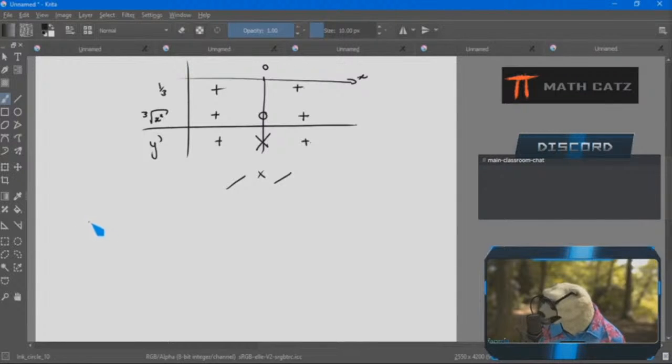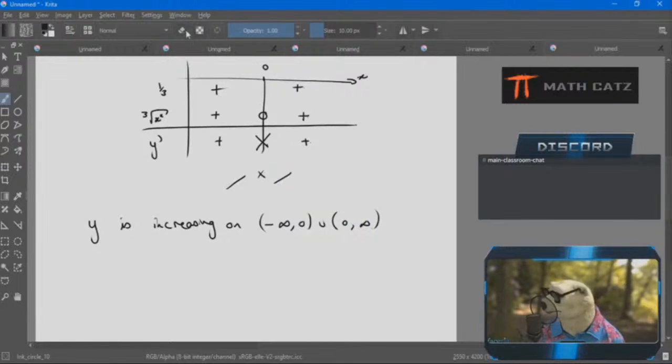Again, my sentence refers to the original, and this time it's called y, is increasing on what? Do I say this? Sorry, that was an ugly infinity. I apologize. Or do I say this? It's one of them. Which one is it?